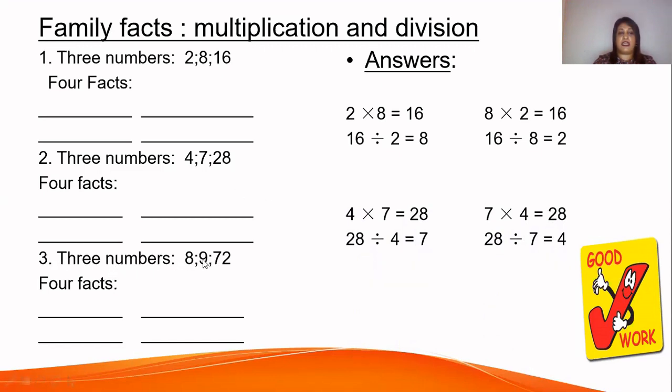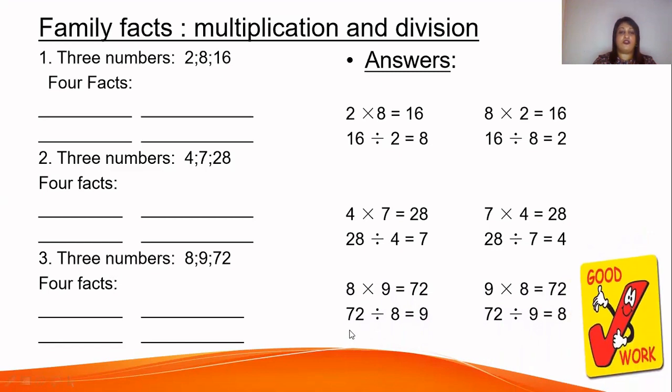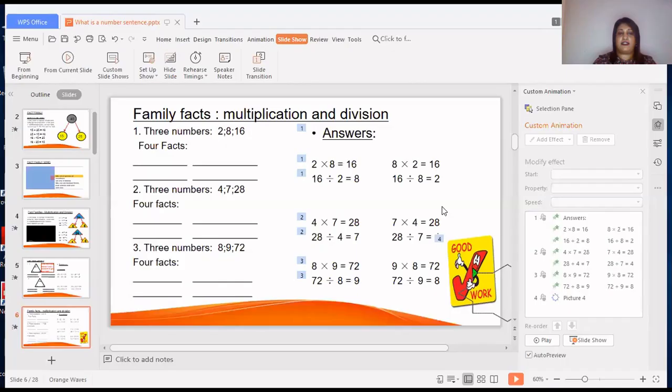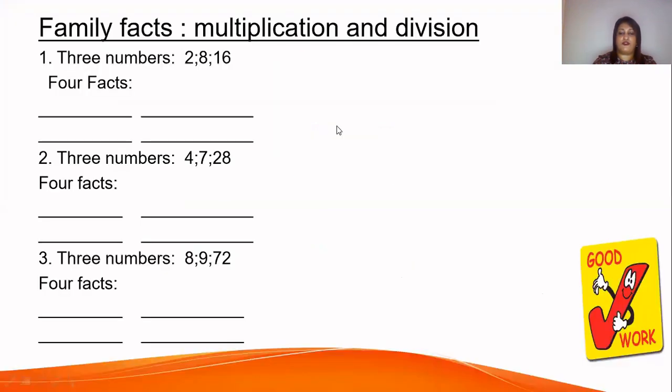3 numbers, again, 8, 9, and 72. Let's see what you've got. Right, the first one tells me 8 times 9 is equal to 72, or 9 times 8 is equal to 72. Or 72 divided by 8 is equal to 9, or 72 divided by 9 is 8. Again, 4 facts, 4 number sentences, which makes up a fact family. Well done if you've got all right. Let's go to the next one now.